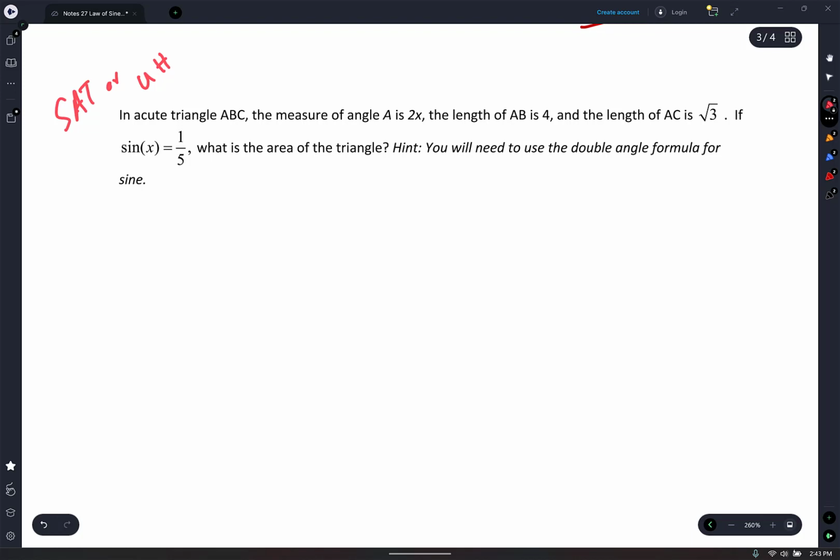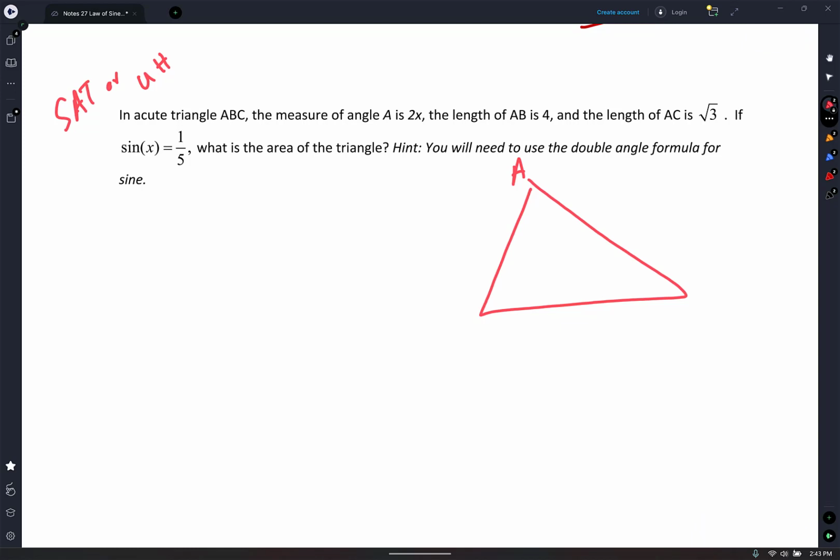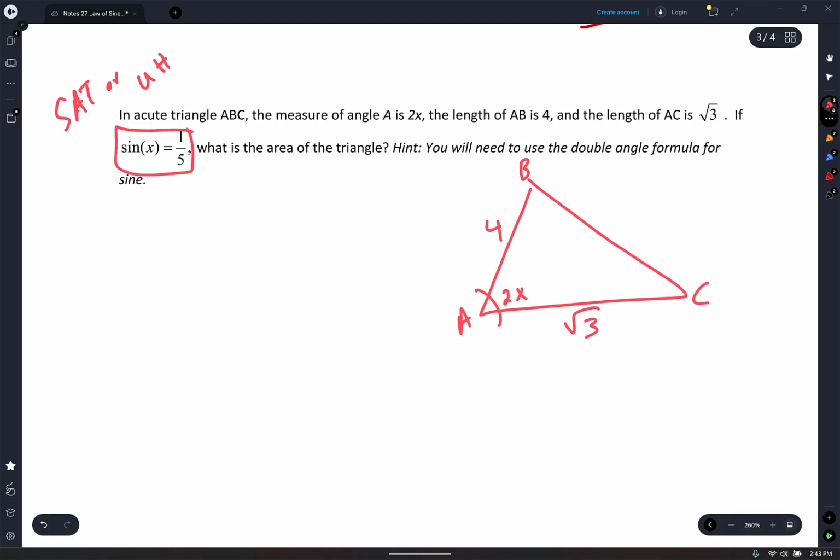An acute triangle ABC. So let me draw an acute triangle. Let me make that B because I like the base to be in the bottom. ABC. And the measure of angle A is 2x. The length of AB is 4, and the length of AC is square root of 3. If sine x equals 1/5, okay, we'll note that. What is the area of the triangle? You need to use a double angle formula.